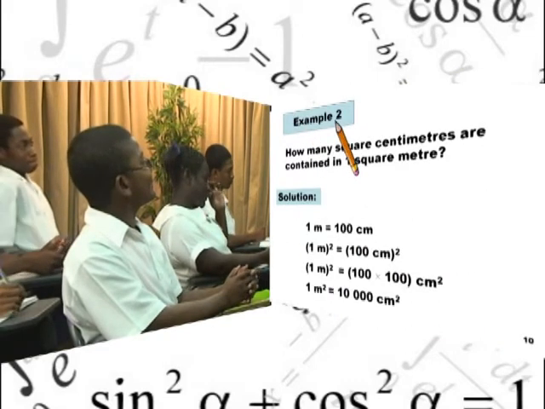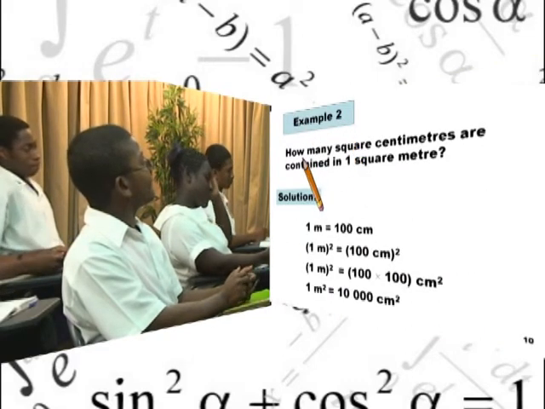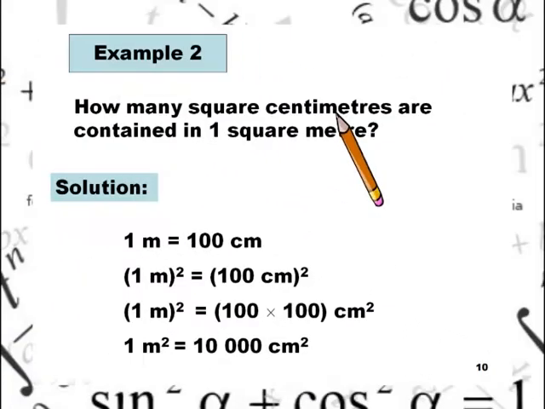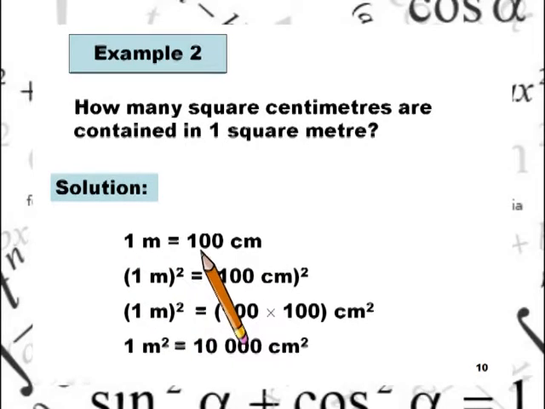Example 2. How many square centimeters are contained in 1 square meter? Solution. 1 meter equals 100 centimeters. 1 meter squared is equal to 100 cm squared. 1 meter squared is equal to 100 by 100 cm squared. 1 meter squared is equal to 10,000 cm squared.